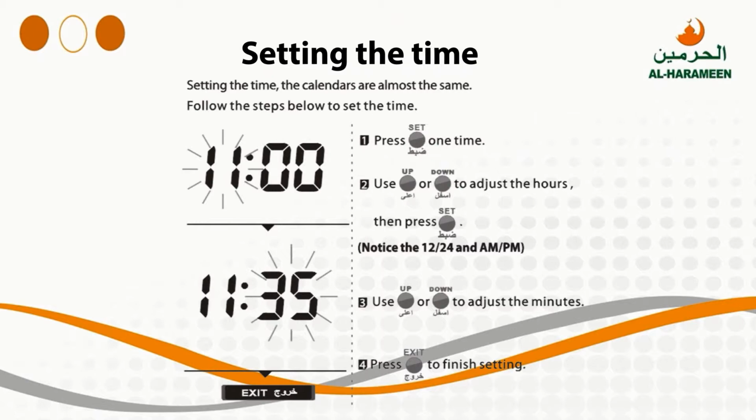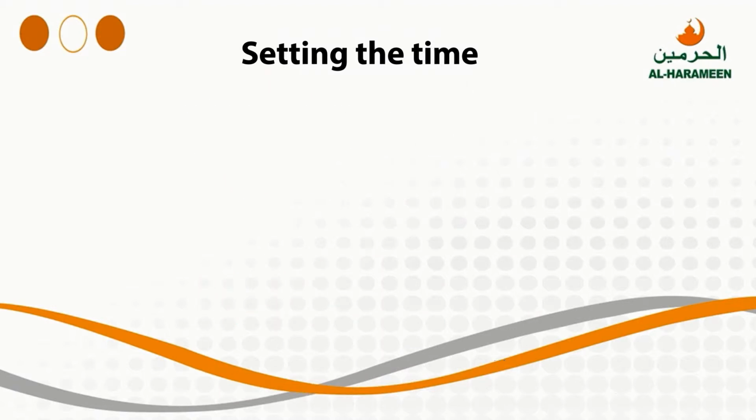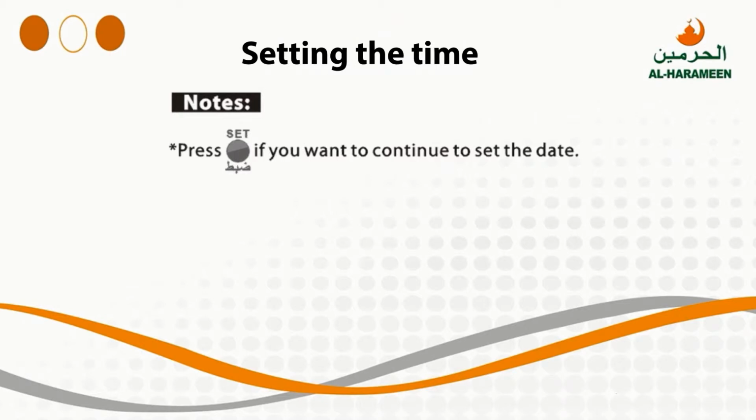1. Press set 1 time. 2. Use up or down to adjust the hours. Then press set. Notice the 12/24 and AM/PM. 3. Use up or down to adjust the minutes. 4. Press exit to finish setting. Notes. Press set if you want to continue to set the date.